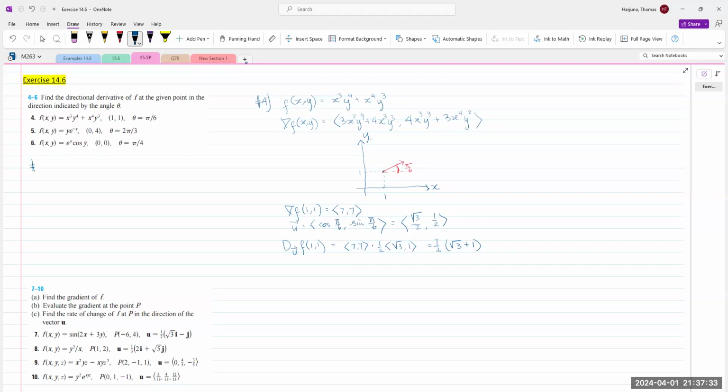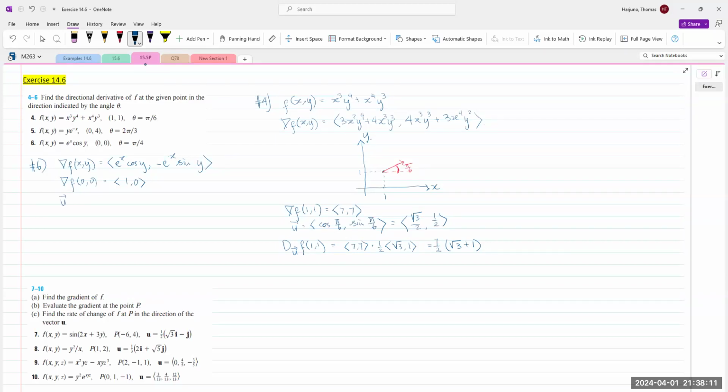Number 6. So you see how it works, right? So it should not be too hard. So the gradient of the function f will be e to the x cosine y, comma negative e to the x sine y. So if we evaluate at 0, 0, that will be 1, 0.